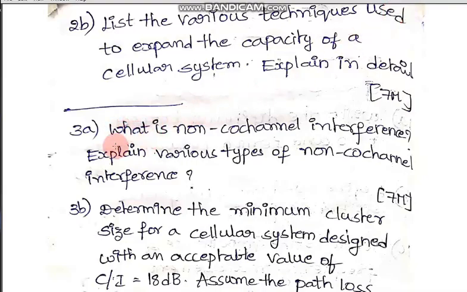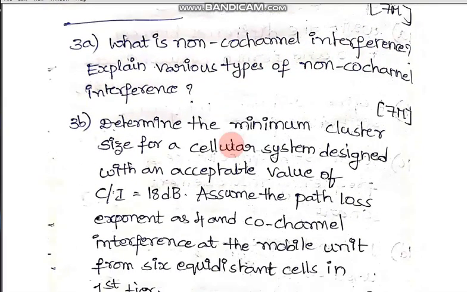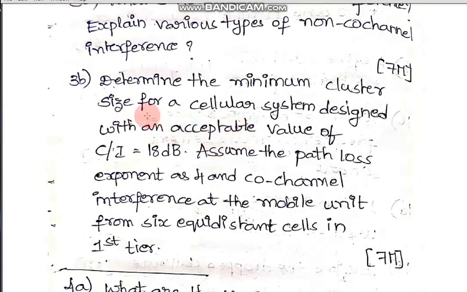And coming to the second chapter, what is a non-co-channel interference? Explain various types of non-co-channel interference. We all can understand that this co-channel interference question has mostly been repeated in the sets, which is for 7 marks. And again, a problem is given.